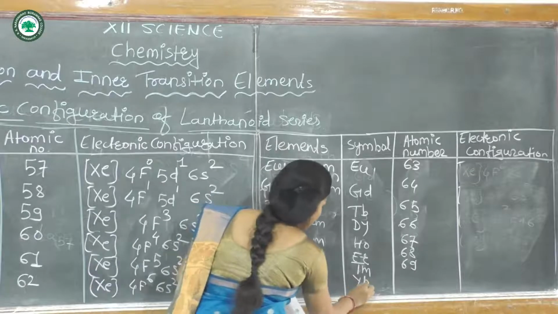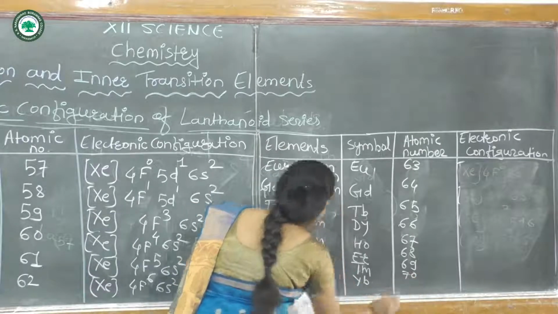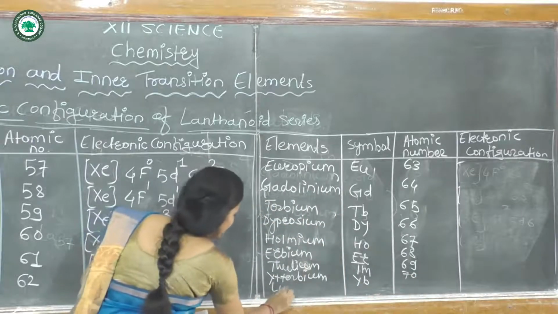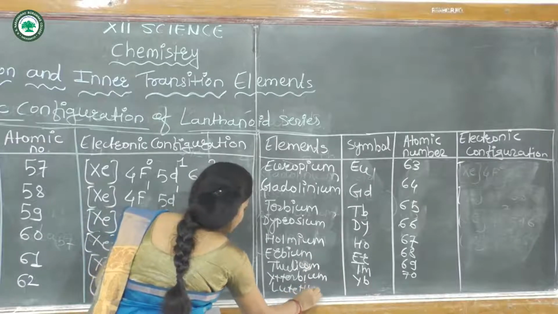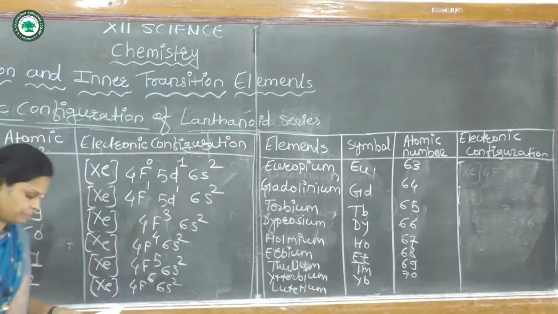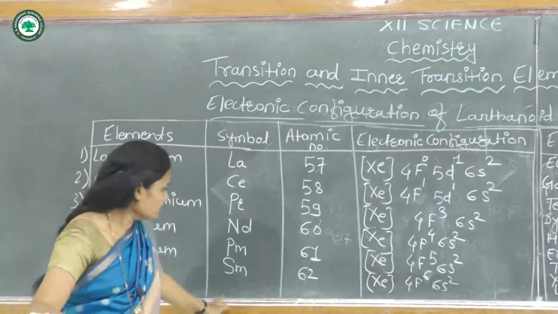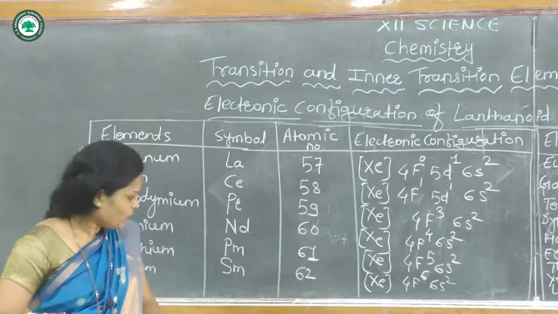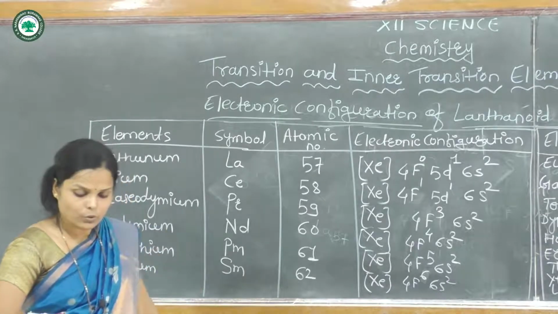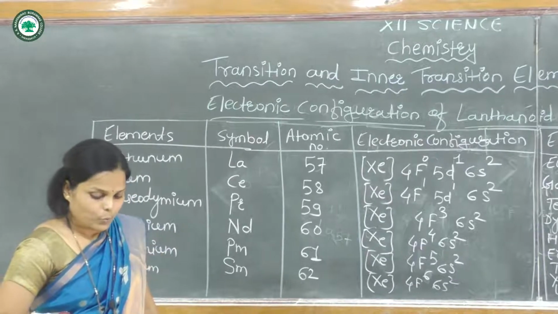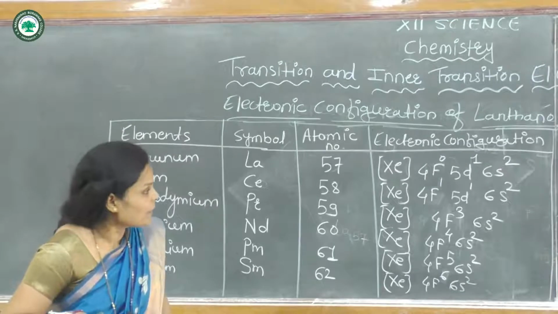Ytterbium, Yb, 70. And the last one is lutetium. Promethium's atomic number is 61, 4f5, 6s2. Europium, 63.